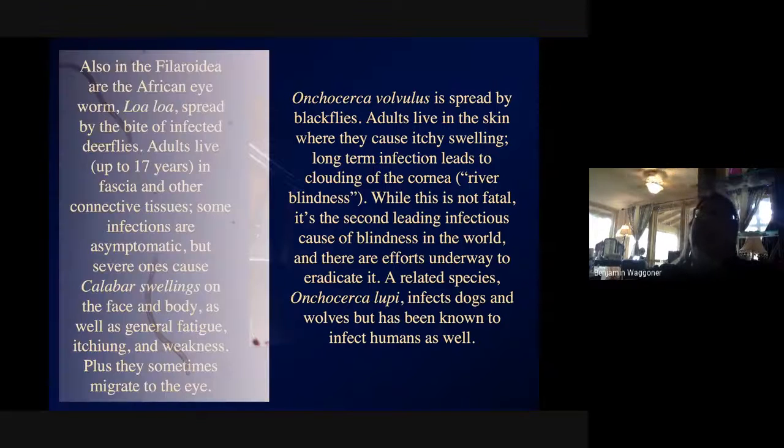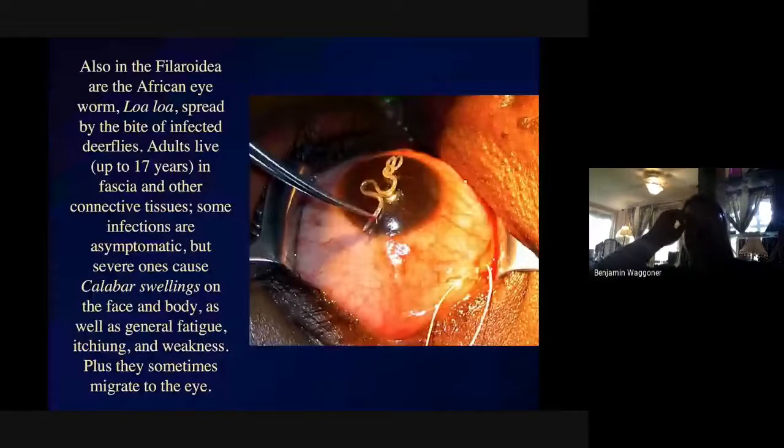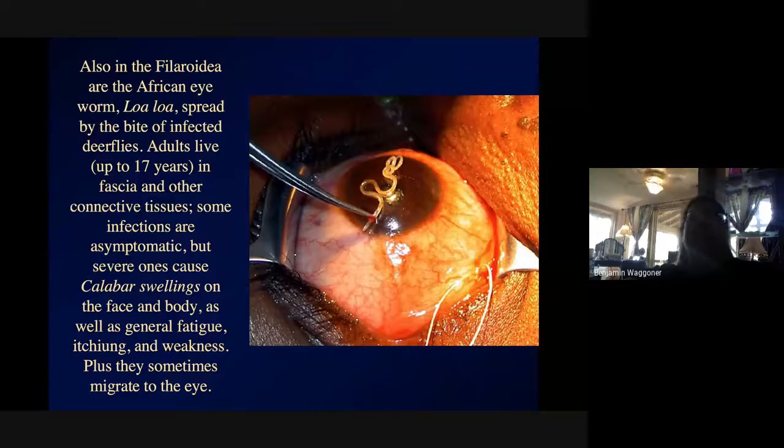Also in the Filaroidia is the African eyeworm, which is spread by deer flies. Adults in this case live in connective tissues, live in fascia, the sheets and bands of tough connective tissue that surround muscles and, what's fascia, sheet-like tendons and things like that. Some of these infections are asymptomatic, but bad ones can cause what's called calabar swellings on the face and body.